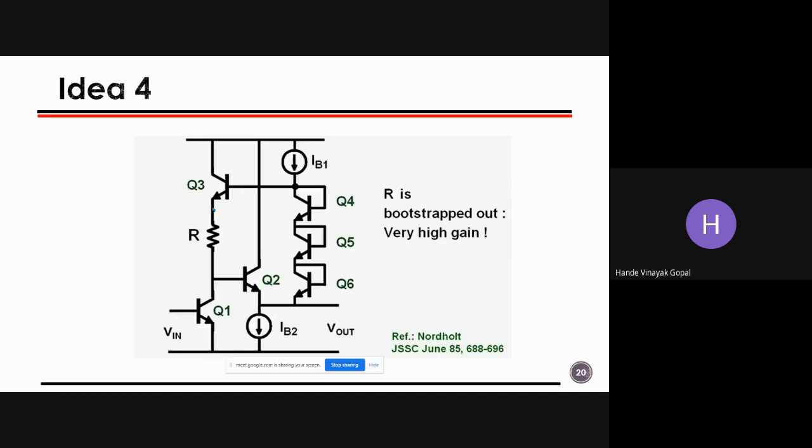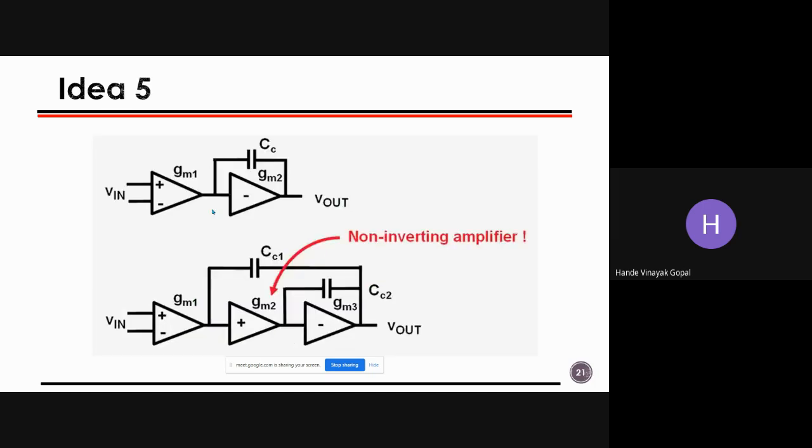This idea is also very beautiful, so people can work with bootstrapping, and people are using the bootstrapping technique to increase the gain, right? I think you got this, because principally speaking, what I wanted to say is that whatever voltage is at the collector of Q1 is exactly similar at the emitter of Q3, right? So R is principally infinite, so you will get very high gain. And this is idea 5.